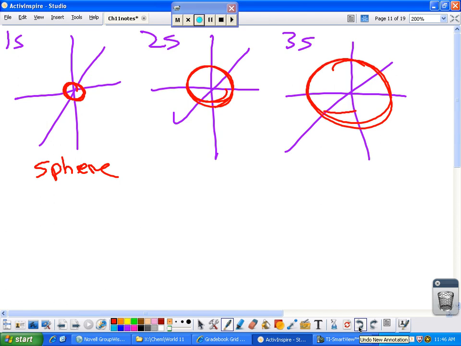First energy level, tight, small ball. What's in the middle of the small ball? The nucleus would be right there in the middle, right? And that's not the middle, that's quite off-center. Let's make it black there. There we go. Nucleus, nucleus, nucleus. So anytime we talk about s orbitals or s sublevels, we're saying that the electrons are moving around on a sphere.